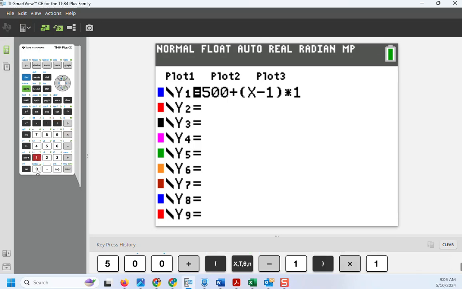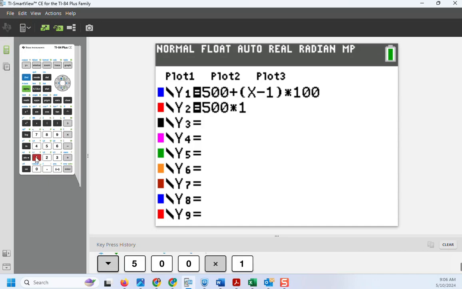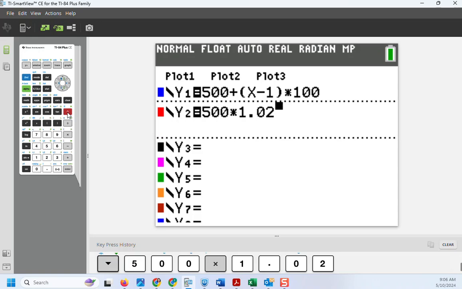So this is Charlie. We don't know how many days until they're the same. Let's go down to Daniela. Daniela's 500 times 1.02, and then raised to the x minus 1. Marley, you should be trying this on the calculator.